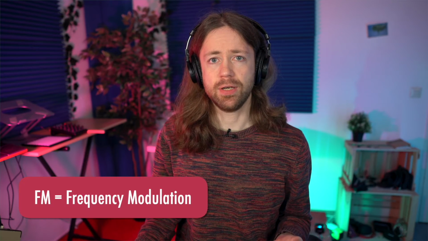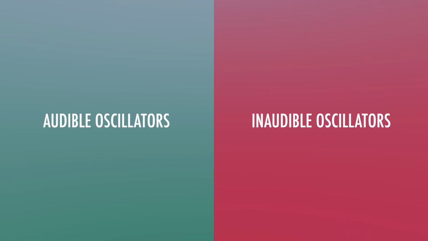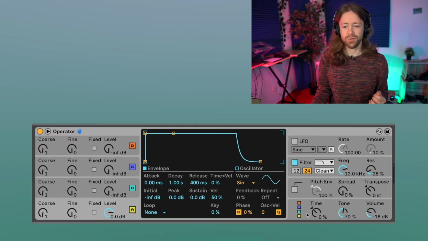Now you also need to know that operator is an FM synthesizer, and FM stands for frequency modulation, and it's a different principle compared to subtractive synthesis, for example with Analog, in case you know that synth already. And the main thing here is that we have oscillators that you can hear and oscillators that you can't hear. This might sound really confusing now, but I want to show you something more visual.